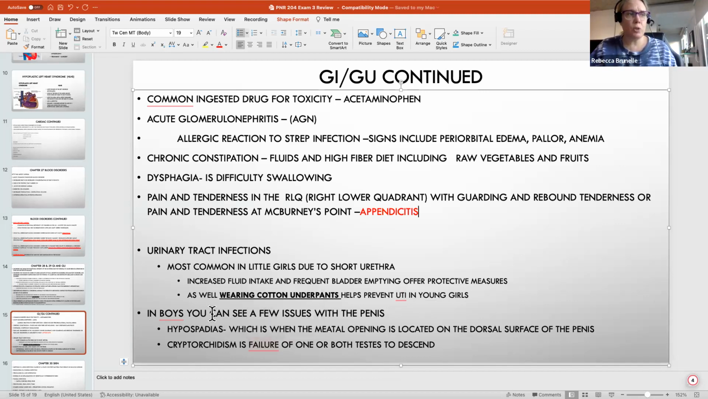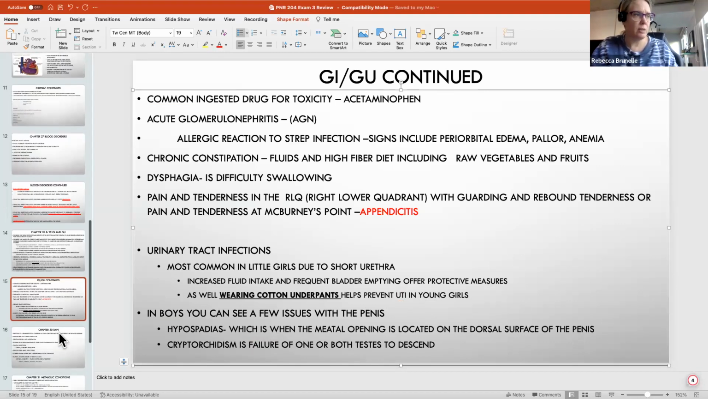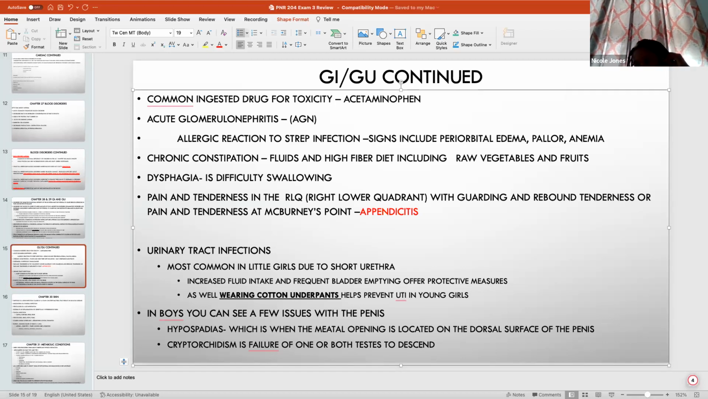We talked about these two things that you might see in boys, hypospadias and epispadias. And cryptorchidism is the failure of one or both testes to descend. So these are things that are specific to boys.